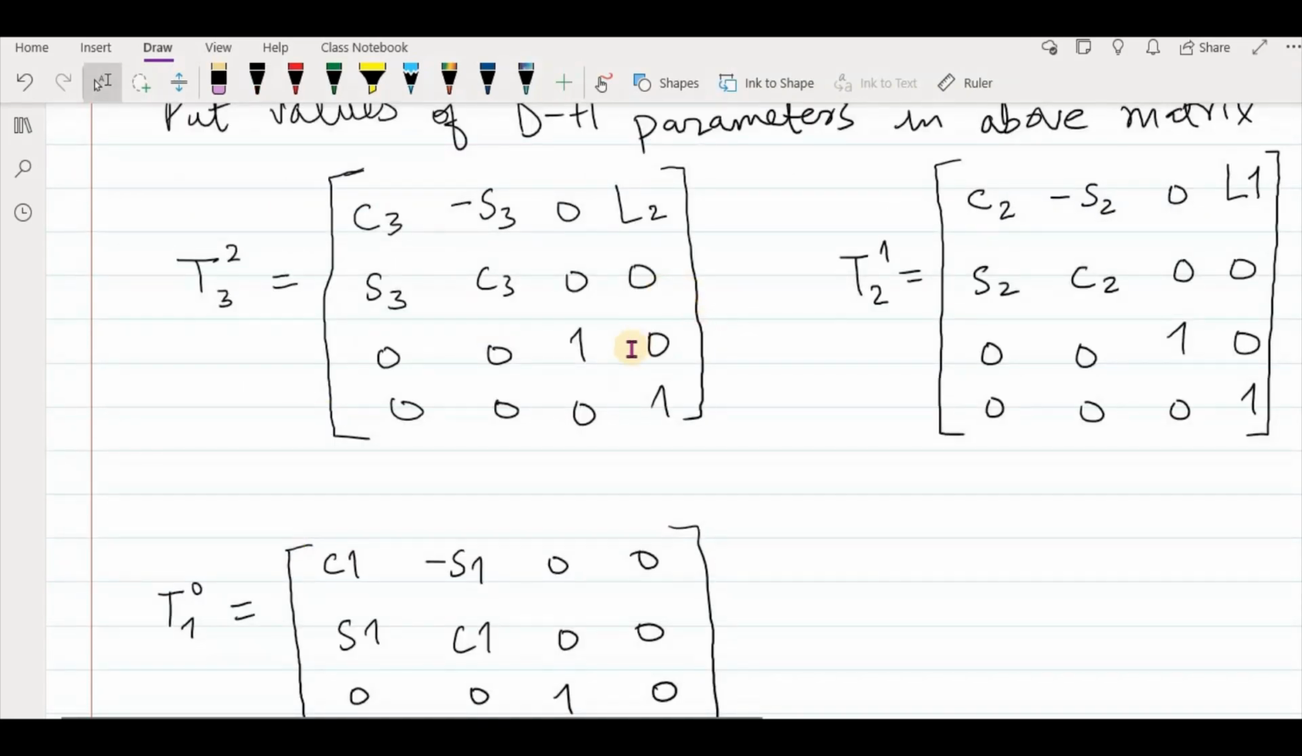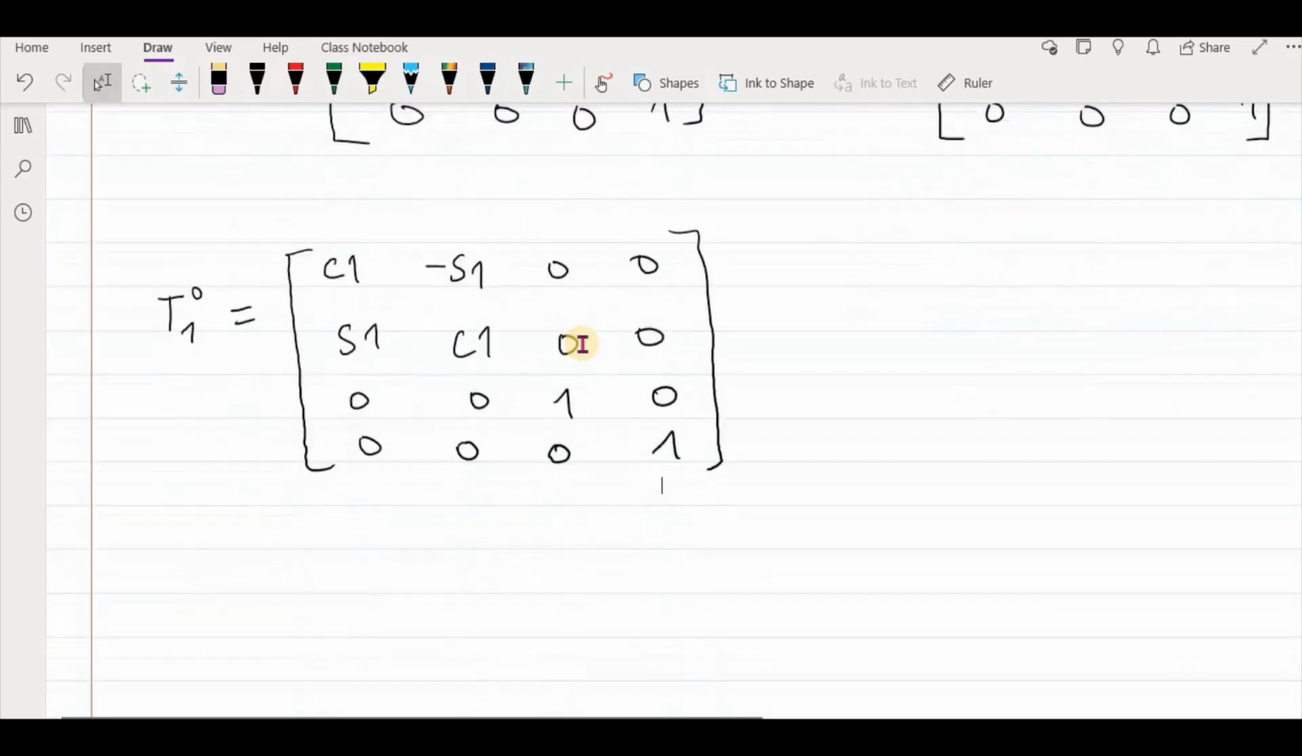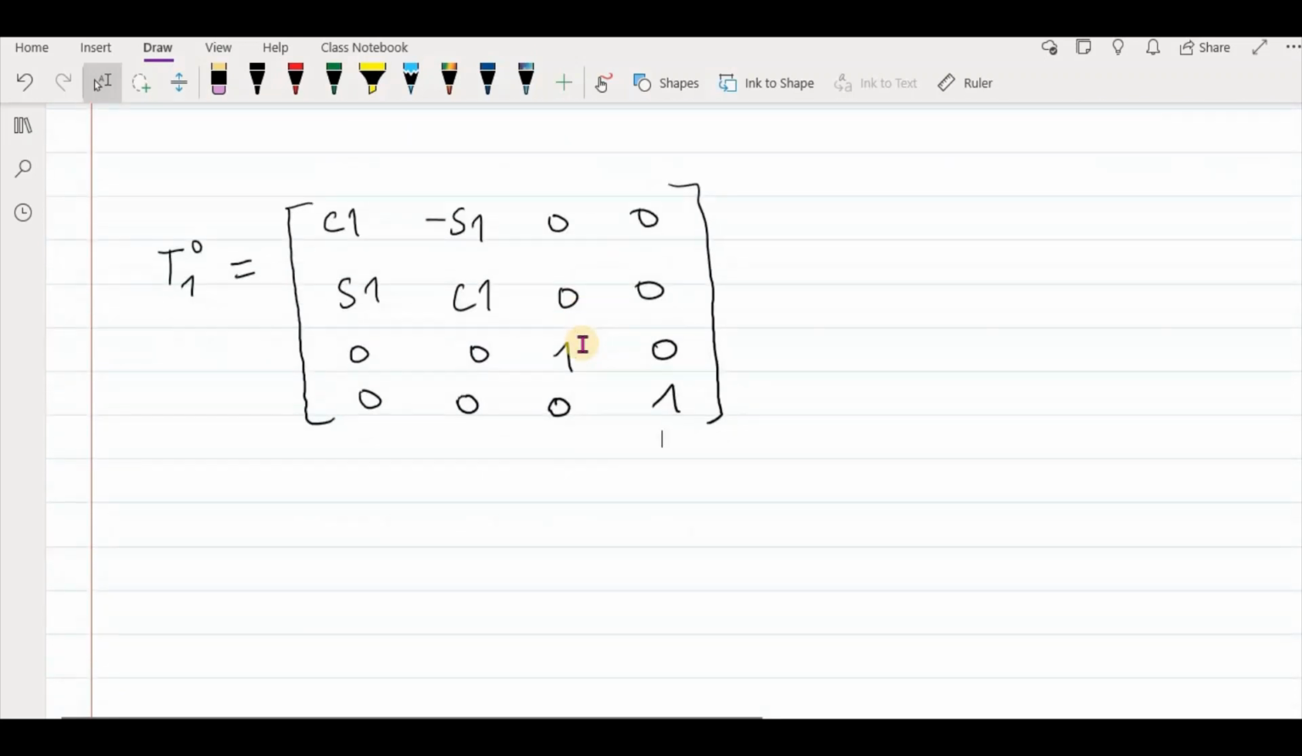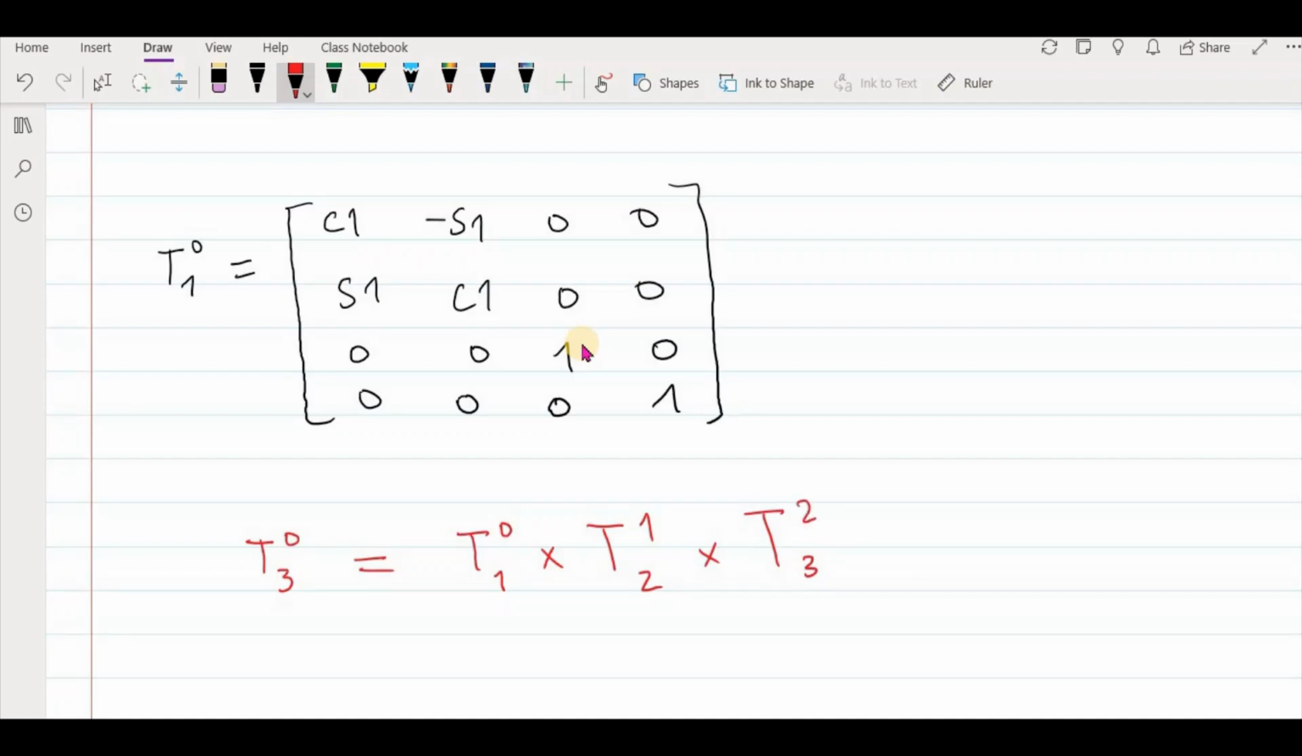Okay, now I have written down all these three transformation matrices. Why are there three? Because if you remember from the previous slide, we said that if you want a transformation from frame 3 to frame 0, then you need the transformation from frame 1 to frame 0, multiplied with the transformation of frame 2 to 1, and then the transformation between link 3 to 2.